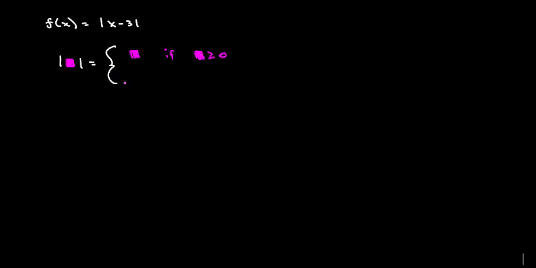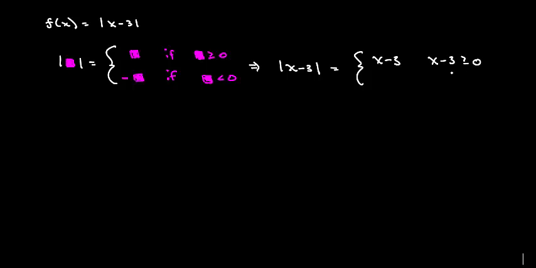It's equal to the opposite of the block if that block is less than 0. That's the definition. So if we take this up here and rewrite it, we've got the absolute value of x minus 3 is equal to x minus 3 if x minus 3 is greater than or equal to 0, and is equal to negative (x minus 3) if x minus 3 is less than 0.